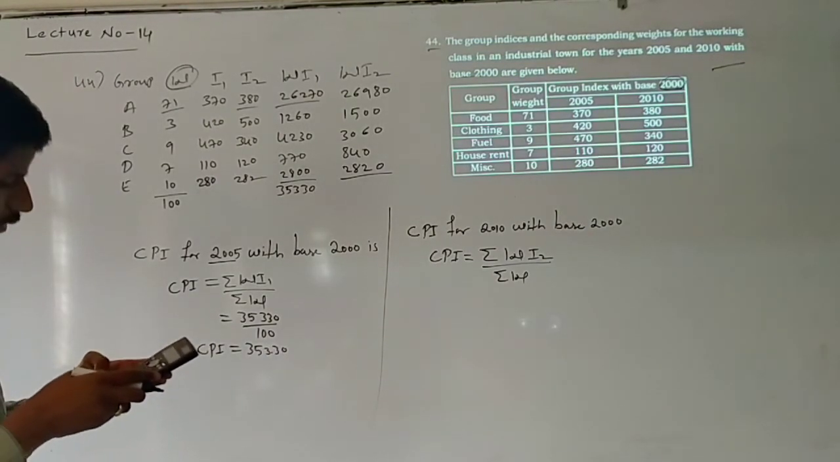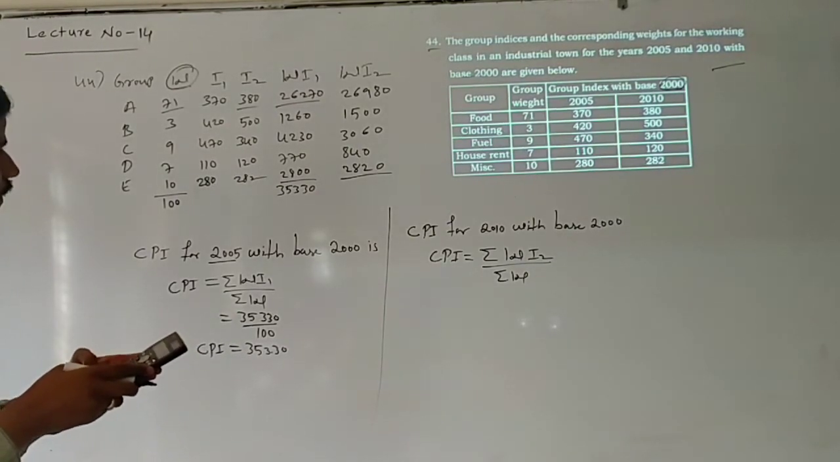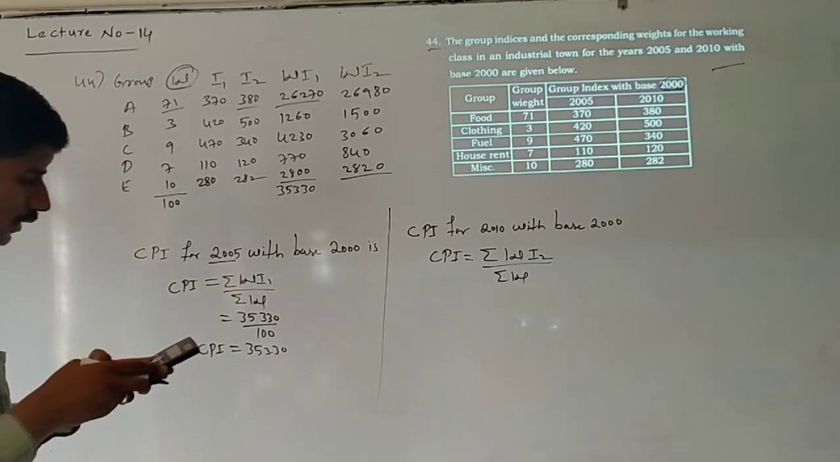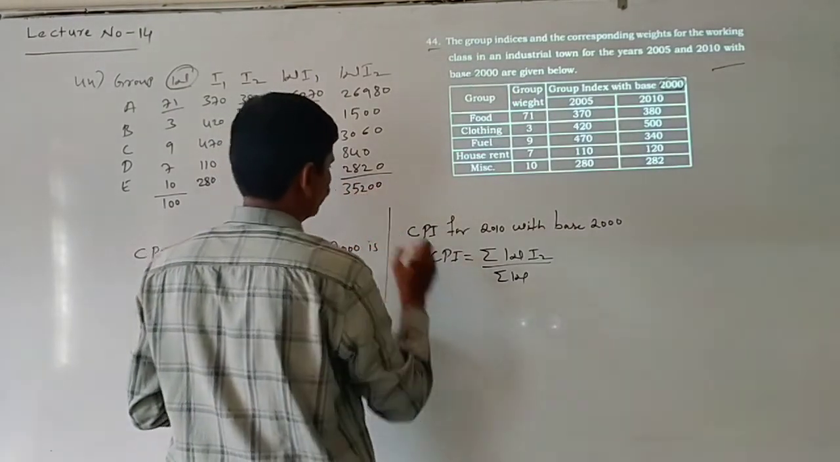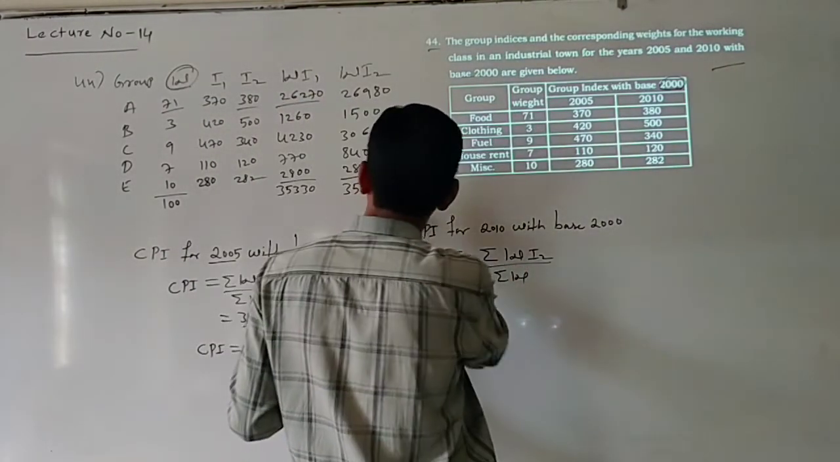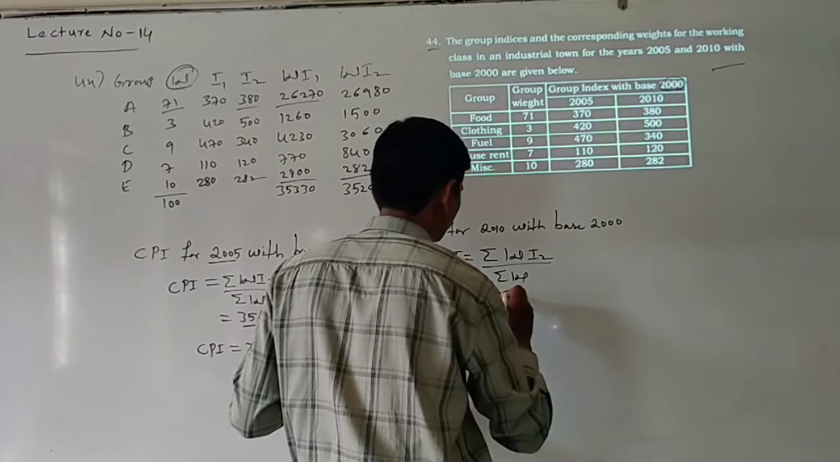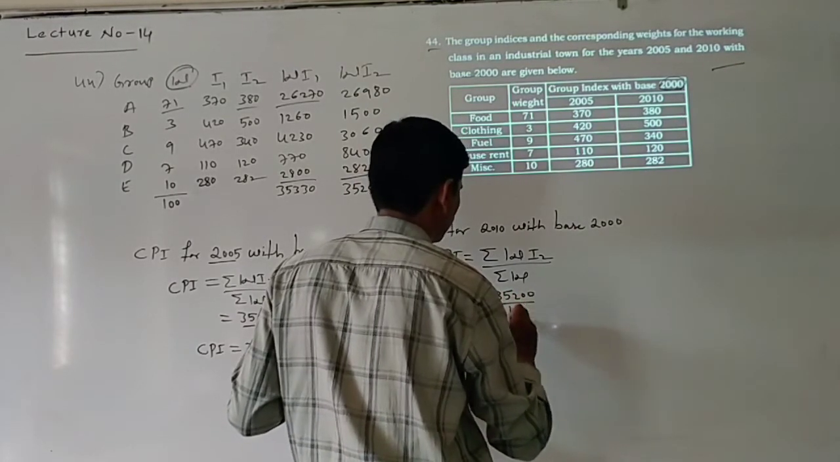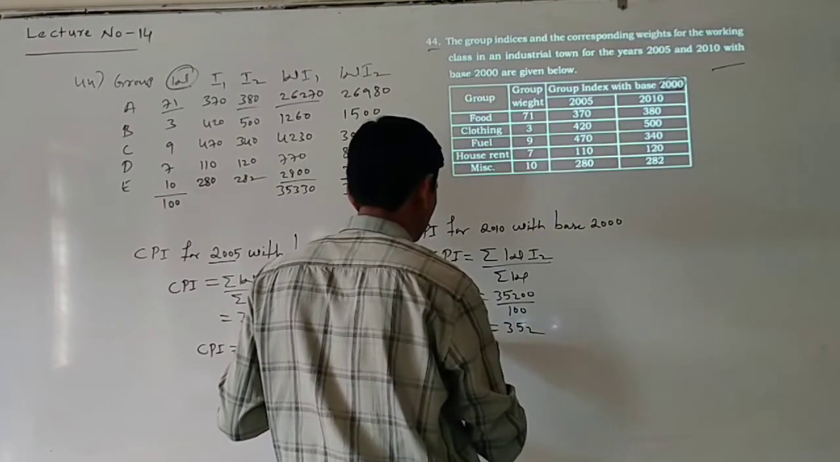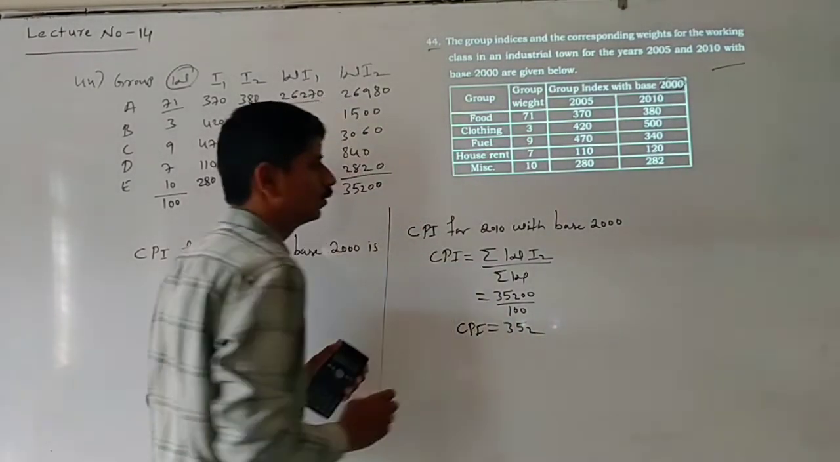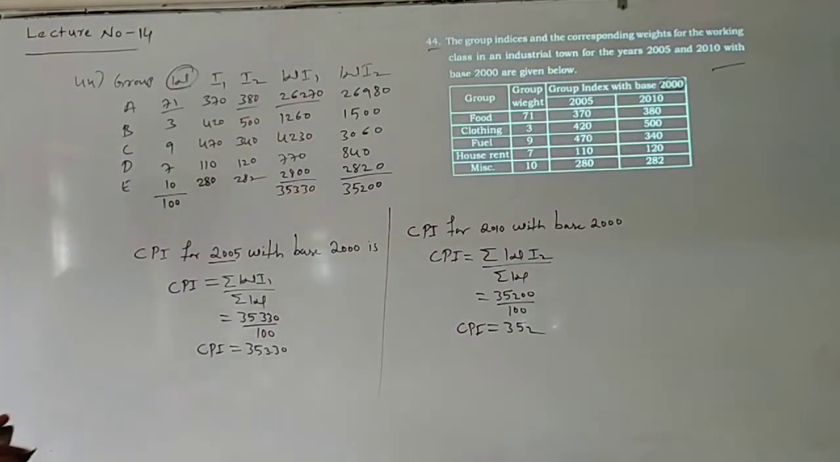26980 plus 1500 plus 3060 plus 840 plus 2820 is 35200. Substitute values: sum of WI2 is 35200 divided by sum of W, which is 100. Then we get 352. It is the CPI for 2010 with the base 2000.